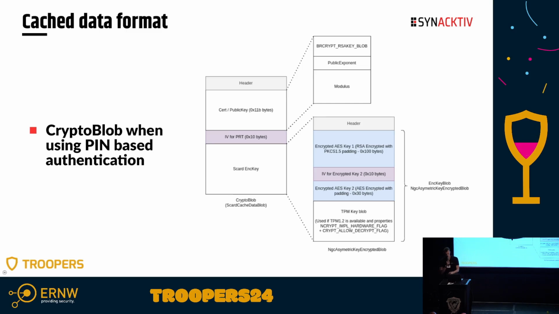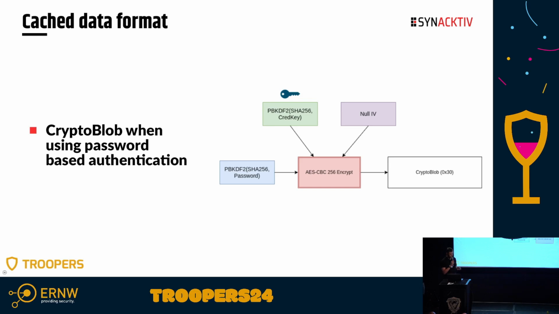You will find an AES key, which is encrypted using the RSA private key. Then you will find a second AES key, but this one is encrypted with AES. Basically, once the first key is decrypted, it can be used to decrypt this one. And this one can be used to finally decrypt the PRT file as well as the DPAPI key. We will talk a bit about that in a few slides.